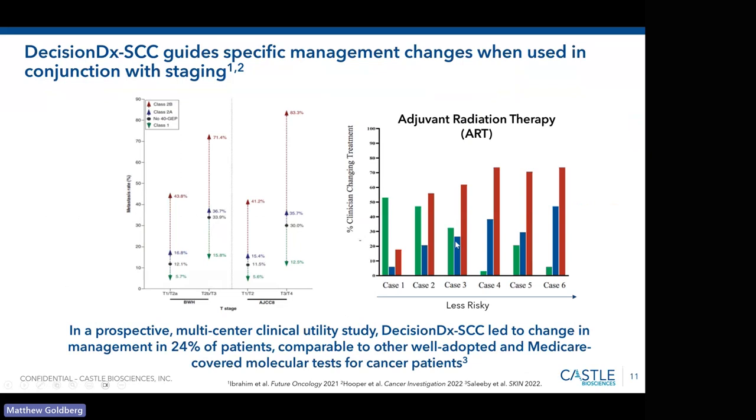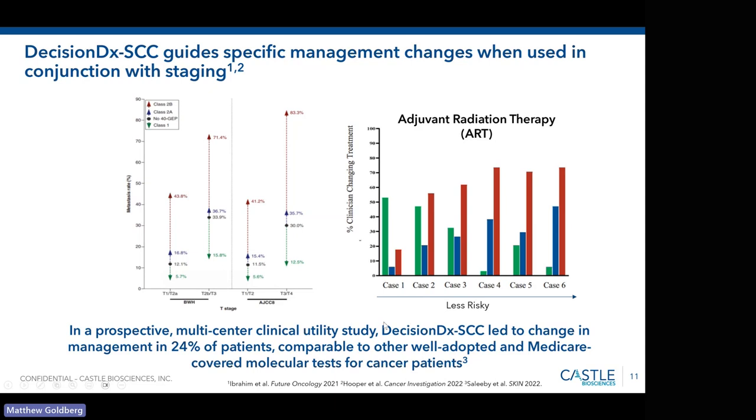To further emphasize this point, in the arrow chart on the left that Dr. Moody just showed, which is from the Ibrahim et al. study, the DecisionDx-SCC test provides stratification within the Brigham and Women's stages. Again, this emphasizes that the published clinical validation of the test is to enhance the accuracy of staging, but does not replace staging approaches. The prospective multicenter clinical utility study from Sălăbi et al. demonstrates that the DecisionDx-SCC test leads to a change in management in 24% of tested patients, which is comparable to other Medicare-covered molecular tests for cancer patients.